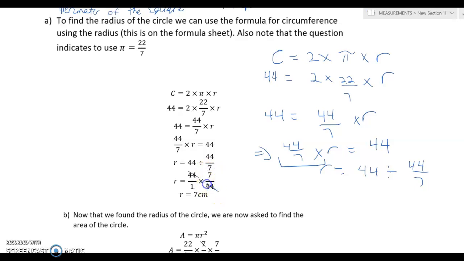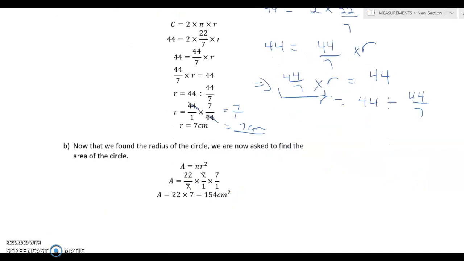And then the 2 and 44 will cancel out, so you're going to remain with 7/1, which is simple. So the radius is 7 cm. Very easy. And then the last piece we want to find is the area of the circle.